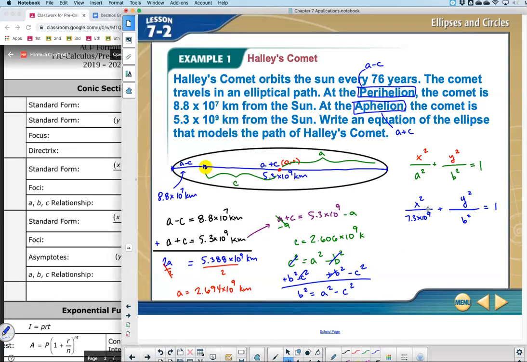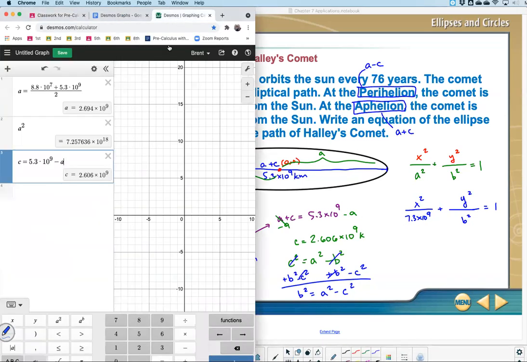Oh, I just realized I wrote down a. Oh, no, I did square it. Okay, sorry. Blanked there for a second. Yeah, that is a squared. Okay, so now let's get b squared. It'll equal a squared minus c squared. That will be our b squared right there.